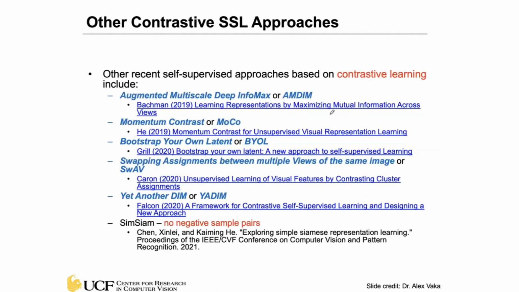If you are interested in more self-supervised learning approaches, I list a couple of recent or popular ones, so you can take a look. For example, MoCo and BYOL, and some of the recent ones like SimCLR that don't have negative sample pairs. They only use the positive pair to do this kind of contrastive learning, okay?